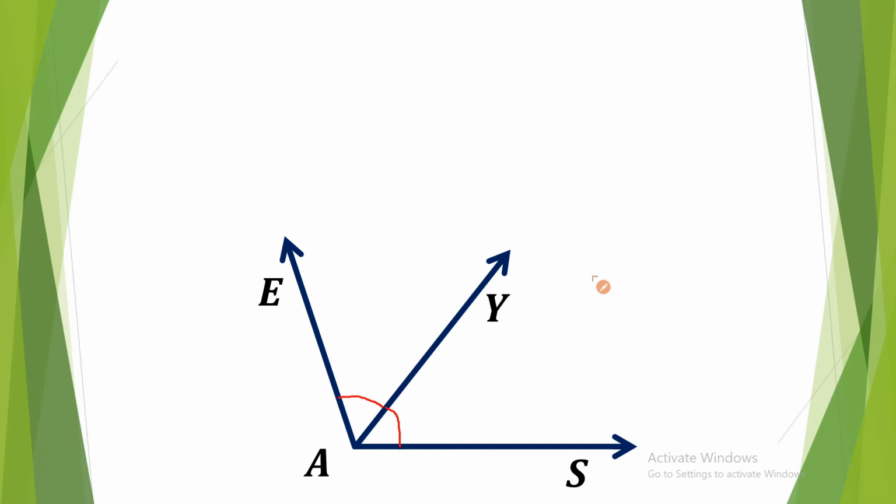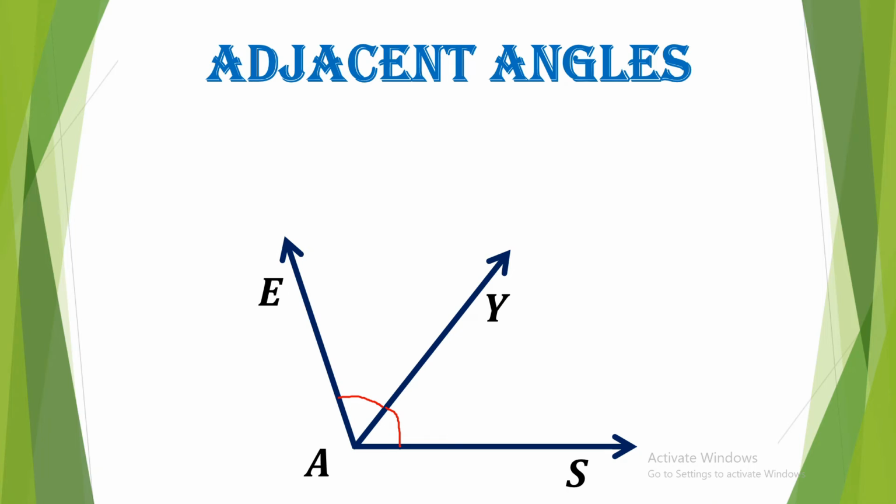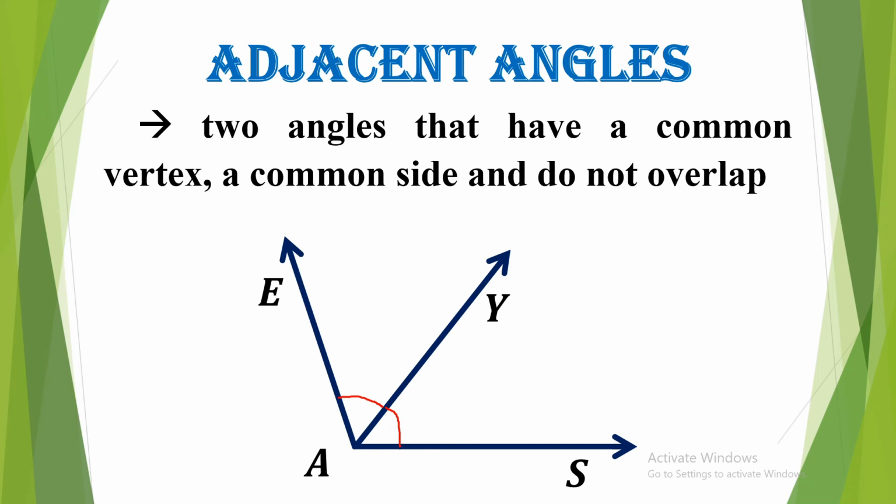We call those two smaller angles adjacent angles. So by definition, when we say adjacent angles, these are two angles that have a common vertex, a common side, and do not overlap. So one of the angles formed must not be a part of the other angle.